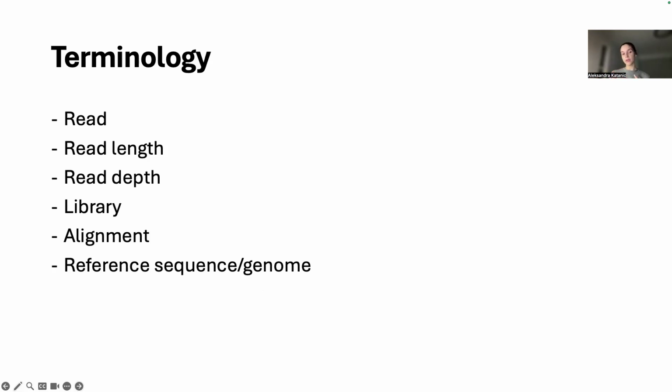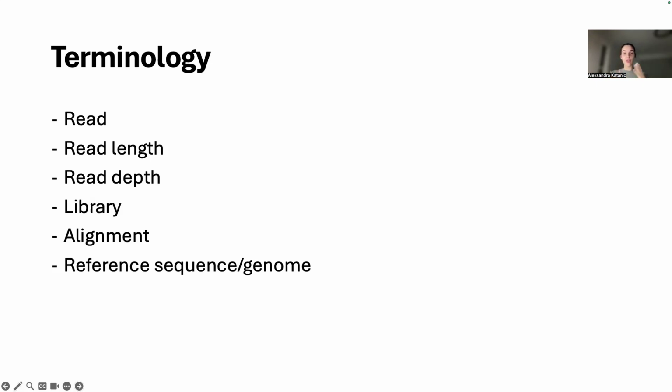Terminology that we need to be familiar with in order to understand NGS is as follows. A read refers to the output of an NGS sequencing reaction. So it's a single uninterrupted series of nucleotides that represent the sequence of the template. Read length is the length of each sequencing read, and this is always represented as an average read length since individual reads have varying lengths. Read depth refers to the number of reads that include a given nucleotide in the reconstructed sequence.